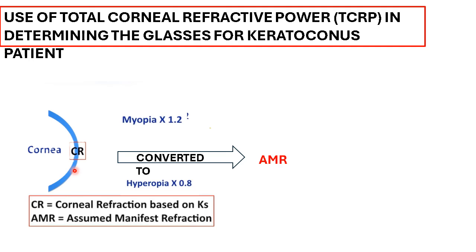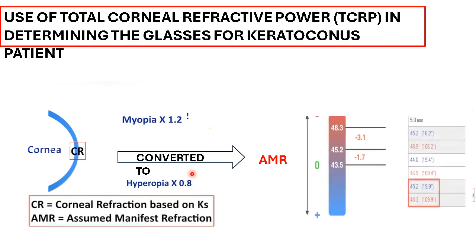It depends on the principle that we presume that the spheric cornea has a power of 43.5 diopters, and the deviation of the K1 and K2 from this 43.5 diopters is estimated, and then we prescribe the difference as spherocylindrical lenses. The difference is multiplied by a correction factor for the glasses: any myopic value is multiplied by 1.2, and any hypermetropic value by 0.8. So we finally reach the assumed manifest refraction. This is as simple as that.